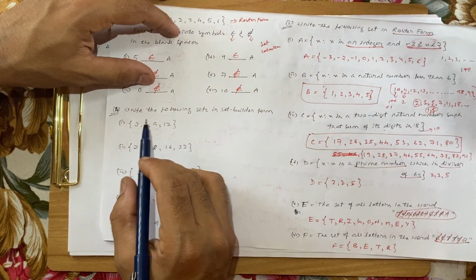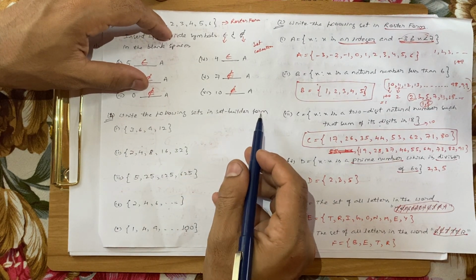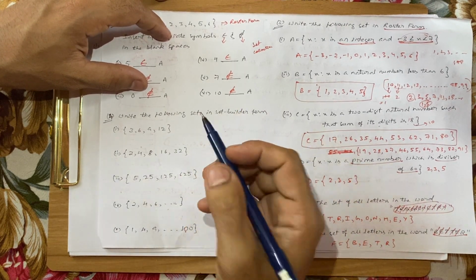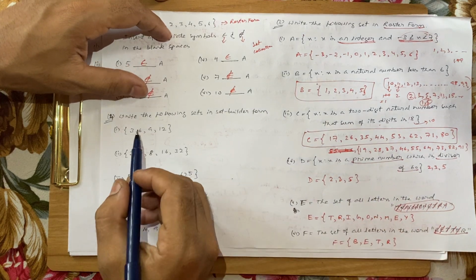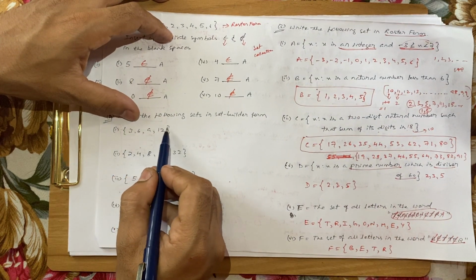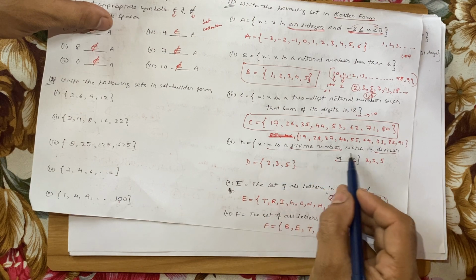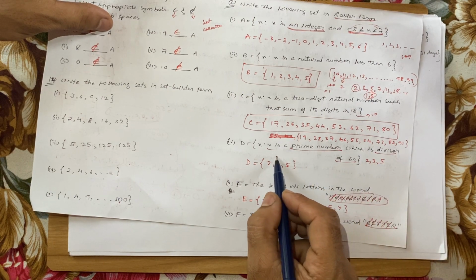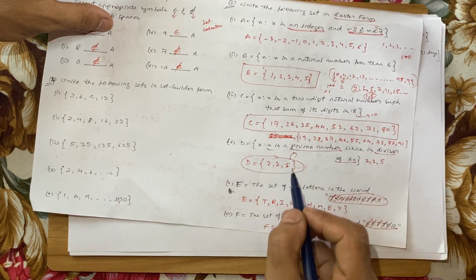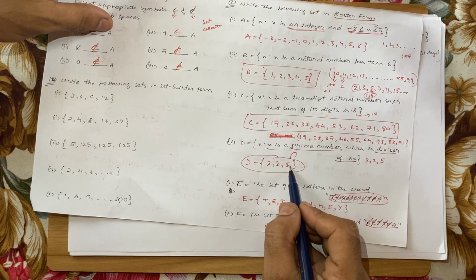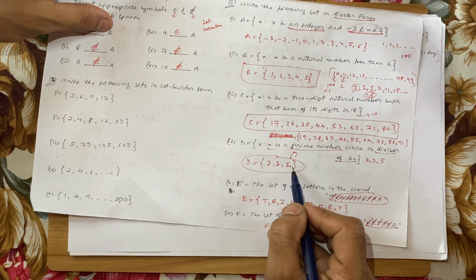Question number 4. Write the following set in set builder form. Okay, so I've told you that while we write a set in the set builder form, we check the common nature of each of the elements. See, here it was written in the set builder form. So from the roster form, how can I get this? See, 2, 3 and 5, it's a prime number and it's a divisor of 60.